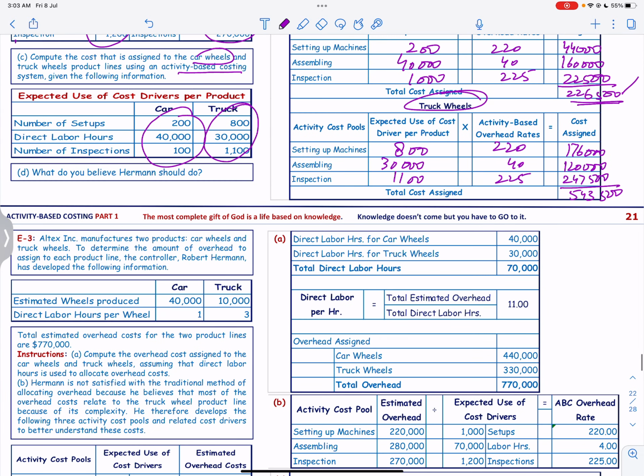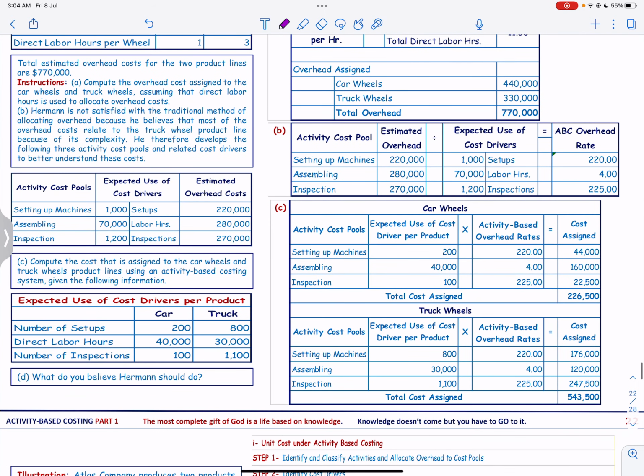What do you believe he should do? Obviously, he can go for it and allocate the cost accordingly, because there are multiple activities, and it is better to go for activity based costing than the traditional costing system. So again, I have put the example as you can see over here. And if you find difficulty in reading my handwriting, you can look into it. It is done on Excel. And let us go into one more exercise.